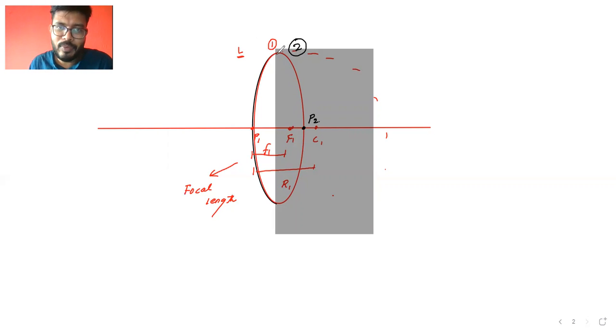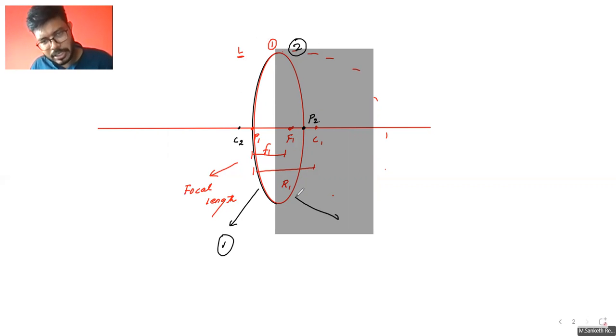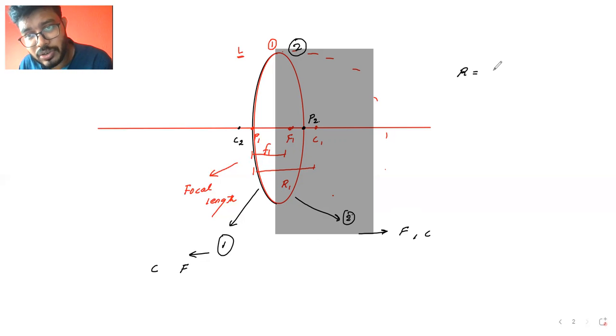For the pole P2 also, if you complete one complete sphere, it has its own center of curvature, I'll take it as C2, and it has its own focal length, F2. Here there are two curves: the first spherical surface and the second spherical surface. For each, we'll discuss the focus and the center of curvature. And one more thing, we know that the radius of curvature is equal to 2 times the focal length. That means 2 times the focal length is nothing but your radius.